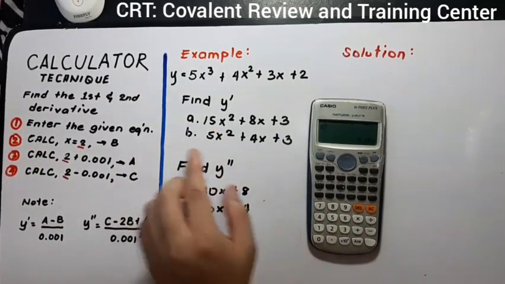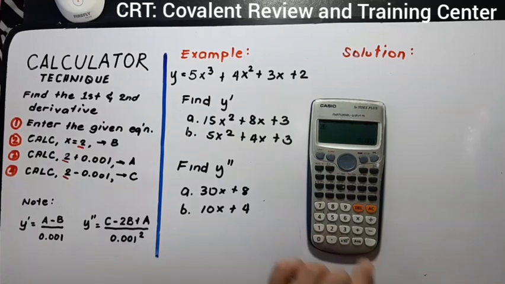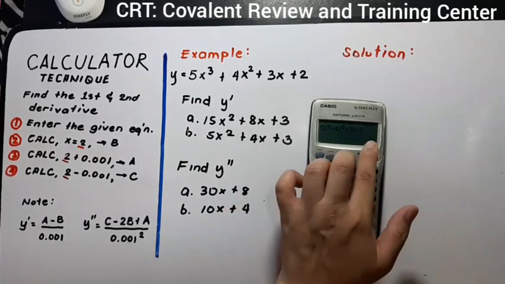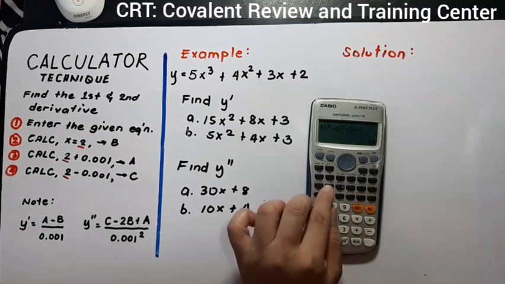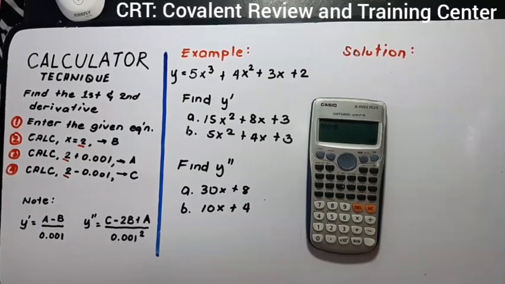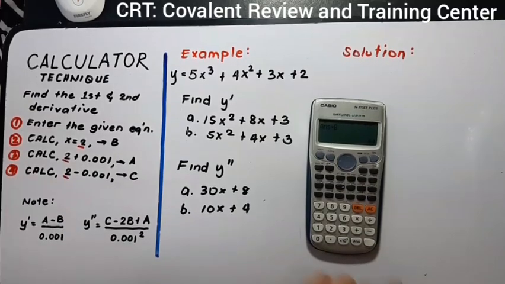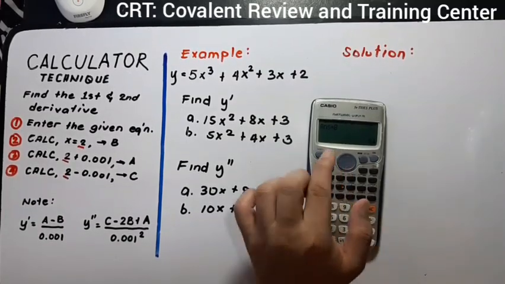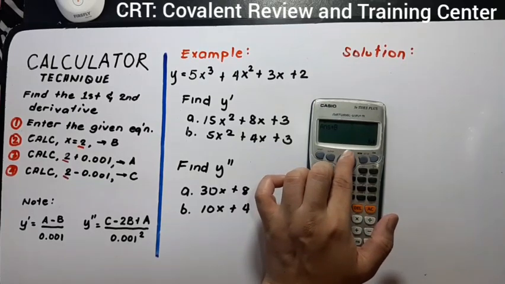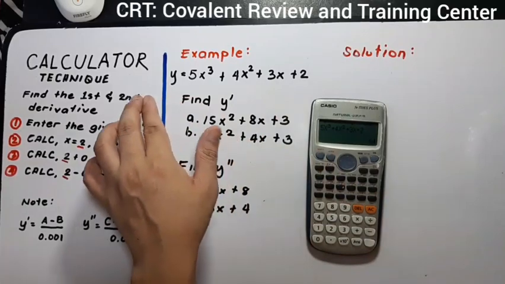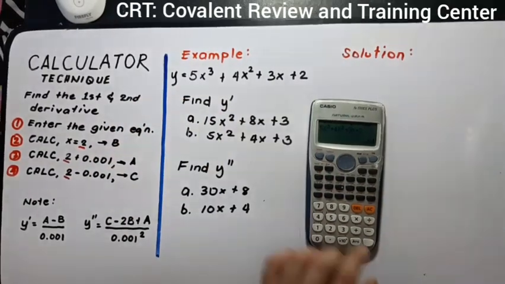Then enter x equals 2. So let us enter 2. Then press equal sign. So the result is 64. This 64 should be saved to memory B. So let us save this result to memory B. Okay? Then to perform step 3, let us use the replay button, up arrow. So it will show again the original expression. Then press calc.